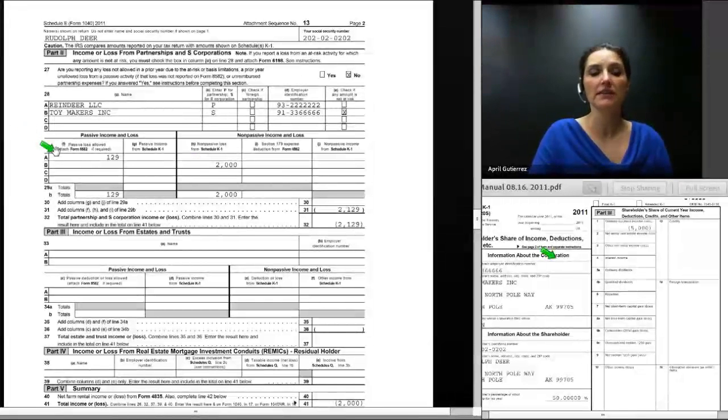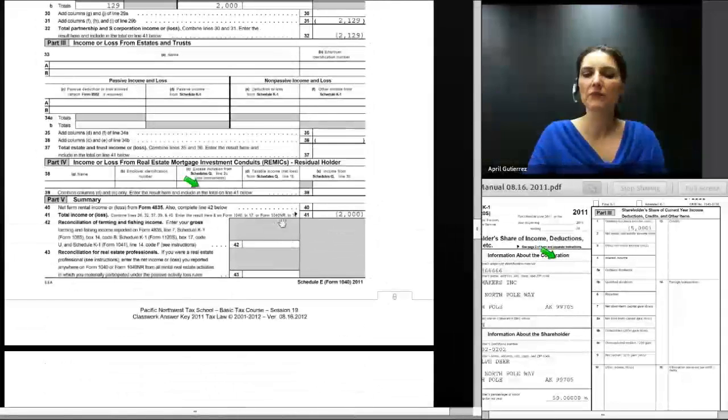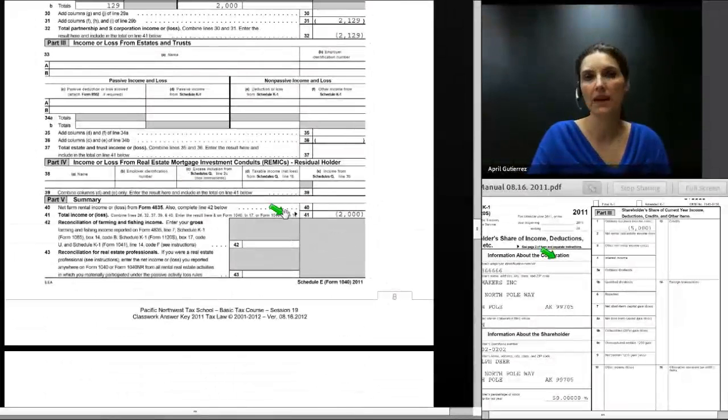So for Reindeer LLC, he will enter the allowable loss in column F as a passive loss allowed. And for Toymakers, Inc., he will enter $2,000 in column H, where it shows non-passive loss allowed of $2,000. We add up those loss amounts, and they total $2,129. Then on line 41, we are asked to total up our income from Schedule E.